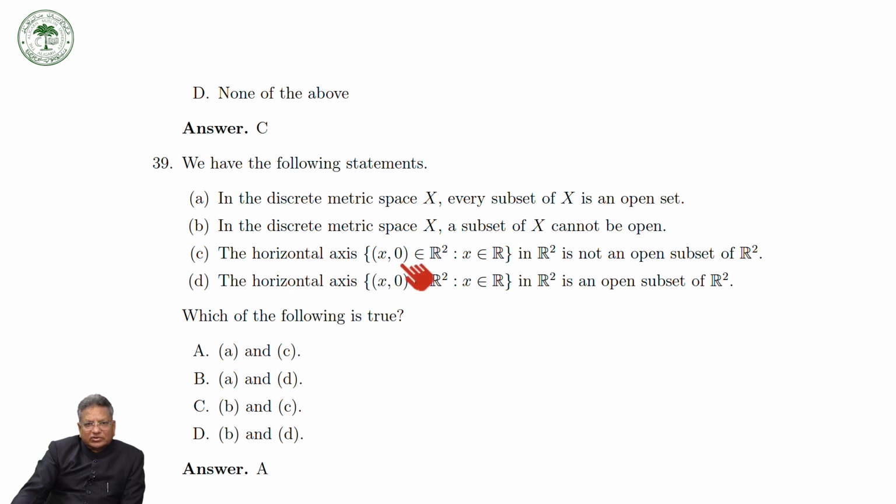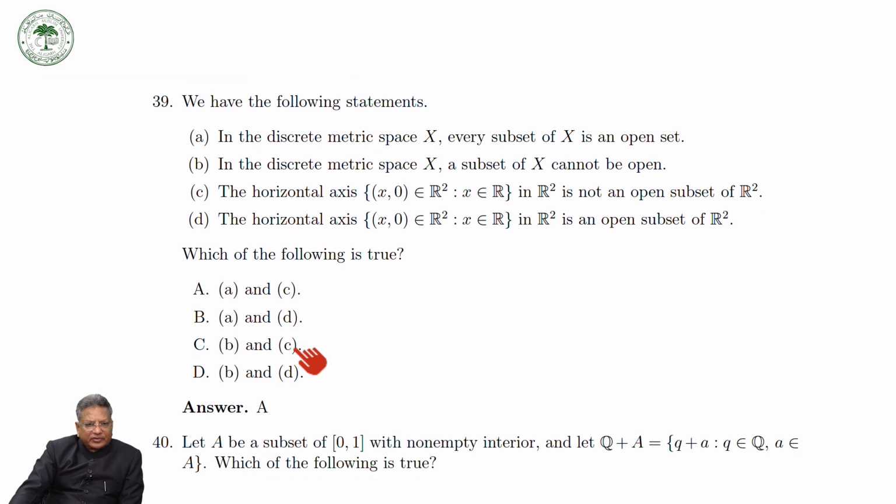Now, the real line in R2 is not an open subset of R2. Okay, this is not an open subset of R2. This is correct. And this one, X in R2, is not correct, but this is correct. So A and C. So A and C are true. This way we can prove that this is true.